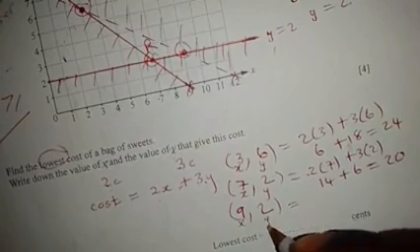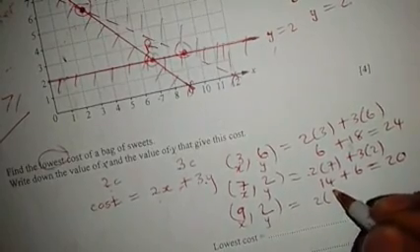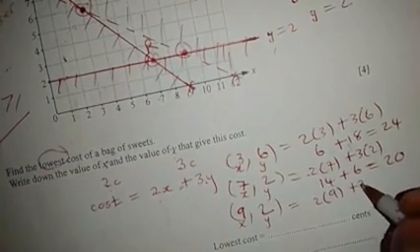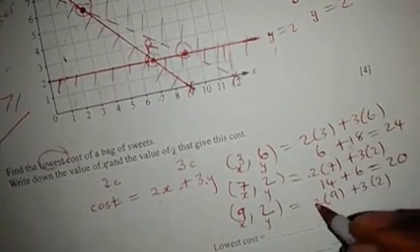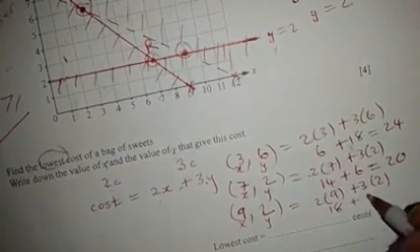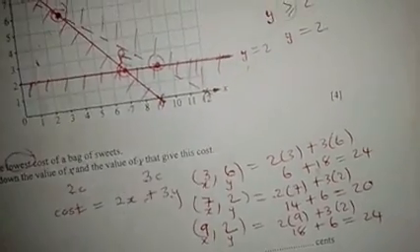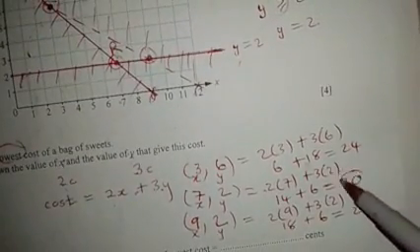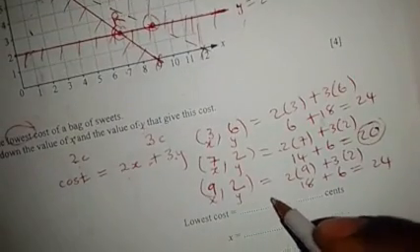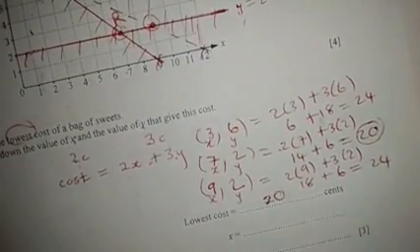Then we move on to the last bracket. 9 is x, 2 is y. Put 9 on x. Put 2 on y. 2 times 9, you get 18. 3 times 2, you get 6. This is 24. Right. So what is the lowest of the 3 figures? The lowest of the 3 figures is 20. So your lowest cost is 20 cents.